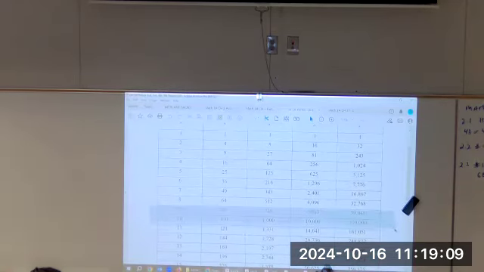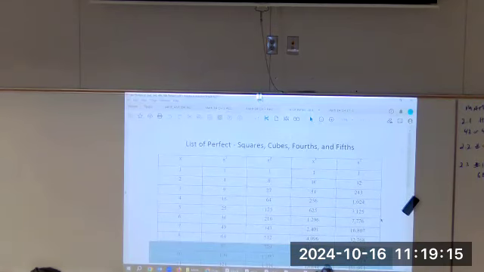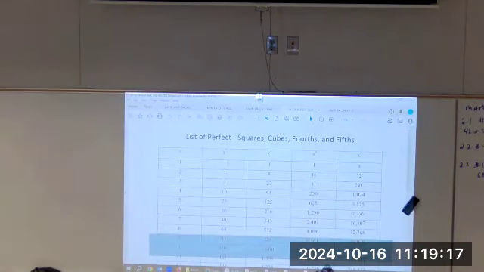How easy is it to get the powers of 10? Why is 10 to the 5th so easy to get? It's just the number of zeros. 10 to the 5th has 5 zeros. 10 to the 4th has 4 zeros. 10 to the 3rd has 3 zeros. 10 to the 12th would have 12 zeros. A 1 with 12 zeros.